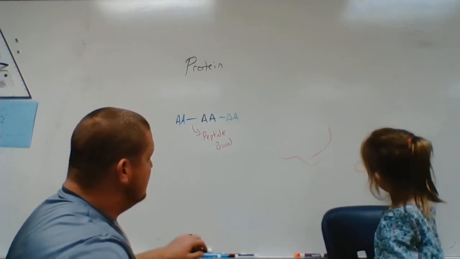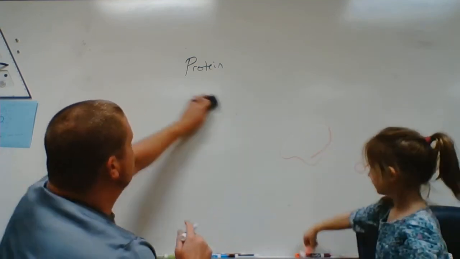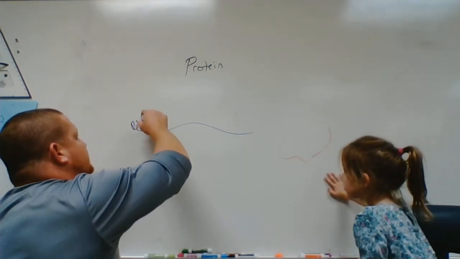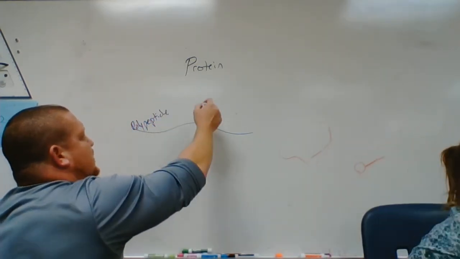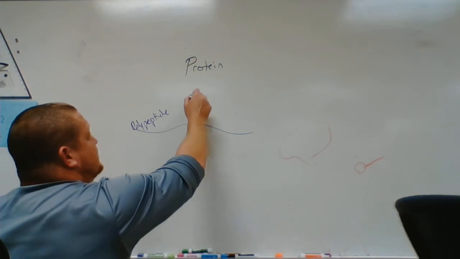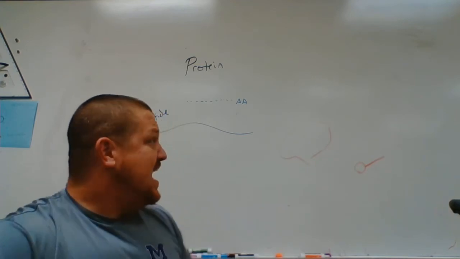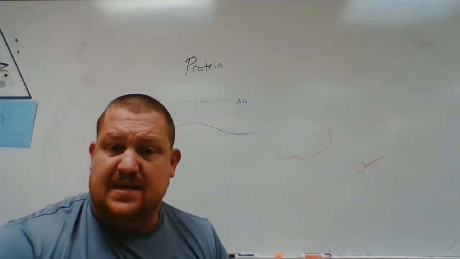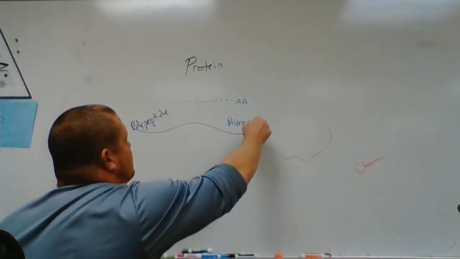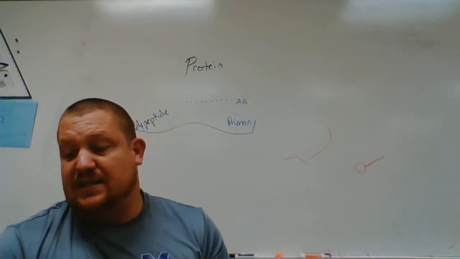Polypeptide. Once we get a long chain of amino acids, we get a polypeptide. We have taken a bunch of amino acids. So we'll say the blue is a bunch of amino acids. We bonded them together with peptide bonds. We now have a polypeptide. This is our primary structure for our protein. This is where the protein folding kind of starts, our primary structure.